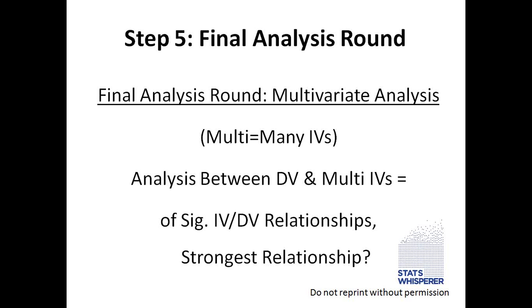The final analysis round. Multivariate analysis. Now what does the multi mean in multivariate analysis? It usually refers to many independent variables. You could say multi-independent variables. So we'll be doing an analysis between the dependent variable and multiple independent variables. And for our purposes here, we'll be looking for the significant independent and dependent variable relationships, out of all of them, which is the strongest.